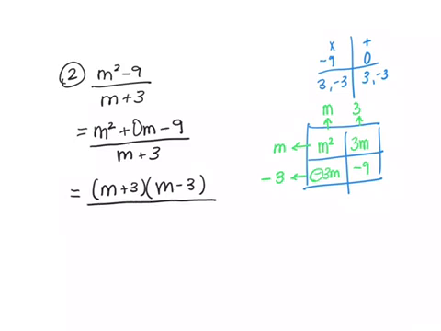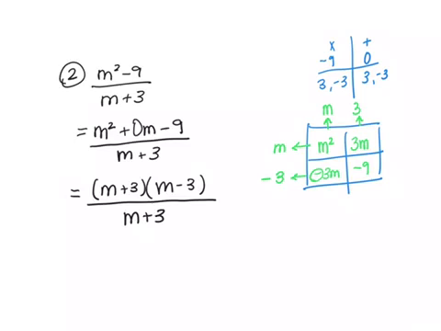In the denominator here, I have m plus 3. So that's not quadratic, so I'm not going to have to factor it. And if you look for a common factor between m and 3, they don't have a common factor other than 1. So that means we're just going to leave that denominator alone.